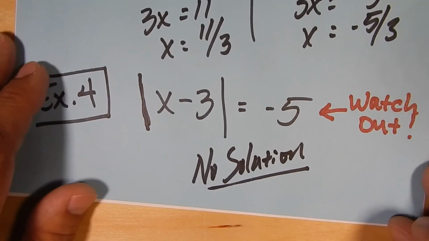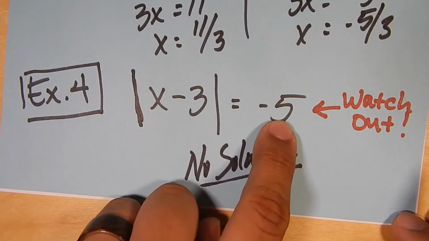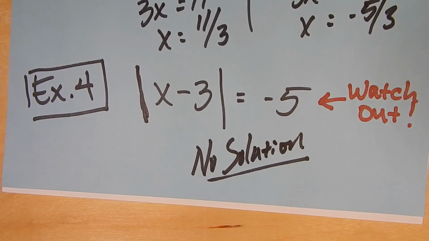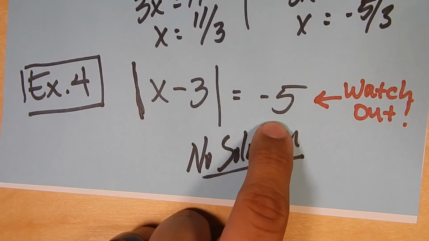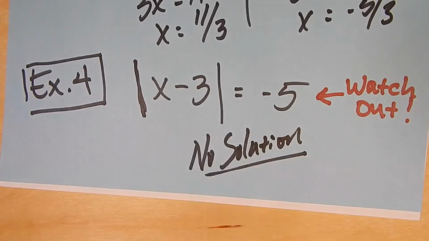So whenever you have that situation where you've got an absolute value by itself equals a negative number, there's no solution. You don't even have to do anything with it. And that is because distances can't be negative. So if we understand that absolute value is the distance from 0, then this situation won't trip us up.